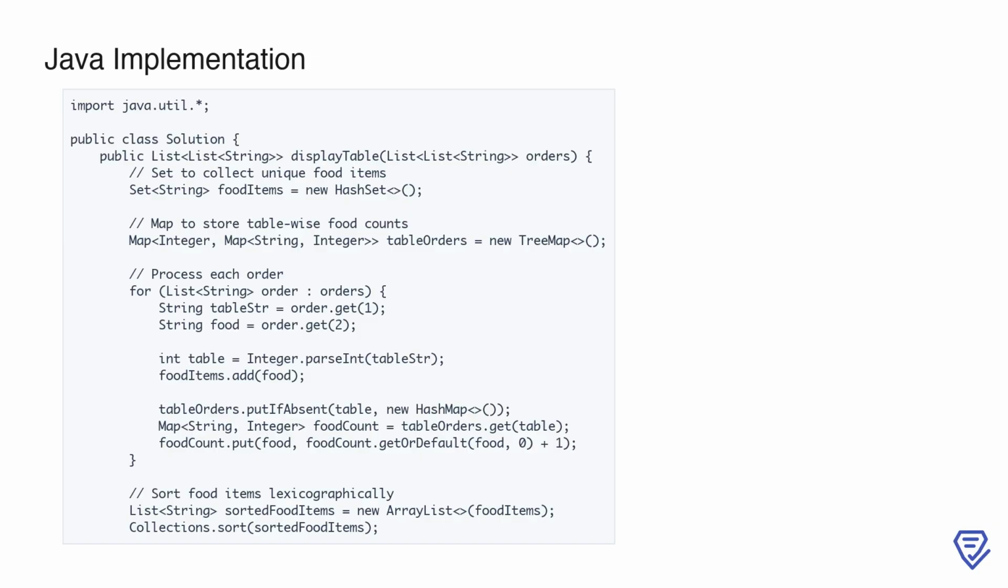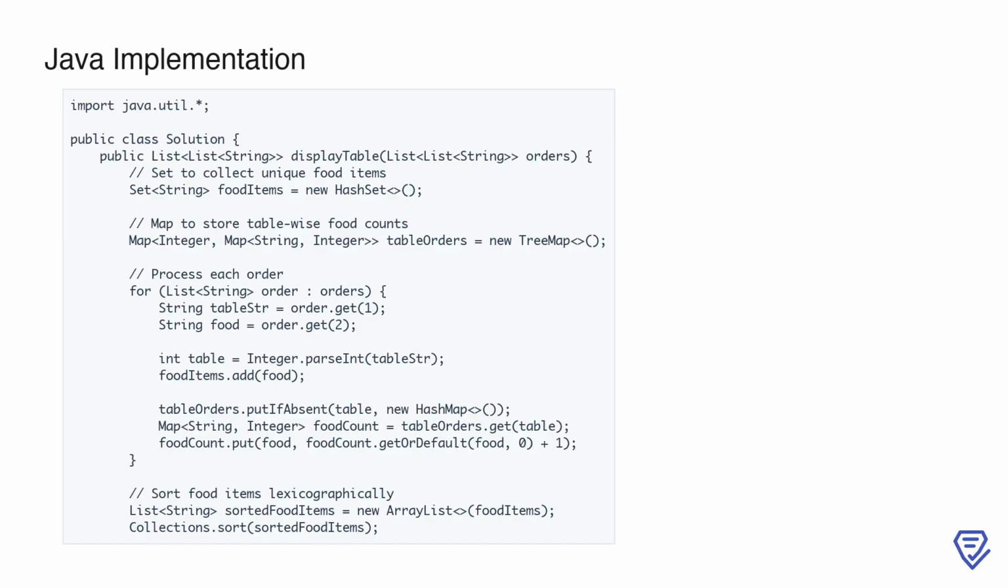Next, we create a tree map called table orders that maps each table number to another map, which tracks the count of each food item ordered at that table. The tree map ensures that the tables are stored and iterated in ascending order of their numbers. Then, we loop through each order in the input. For every order, we extract the table number and the food item, adding the food item to the food items set. The table number is parsed into an integer for easy manipulation, and we use the putIfAbsent method to initialize the map for that table if it doesn't already exist.